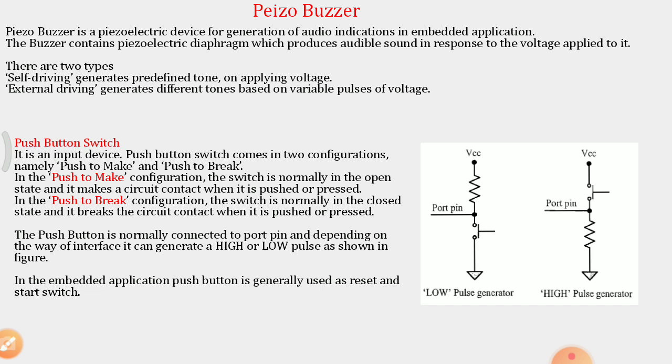In the push to break, the switch is normally in a closed state. Always it is in the closed state. So whenever we push or press, the circuit contact will be broken. The push button is normally connected to a port pin, and depending upon the way of interface, it can generate a high or low pulse as shown in the figures. In embedded applications, a push button is generally used as a reset and start switch.